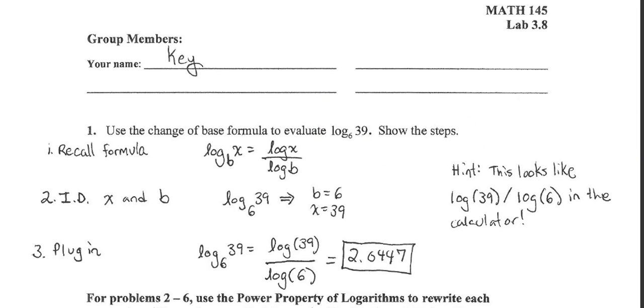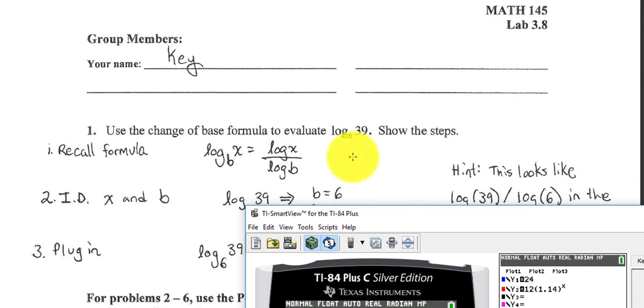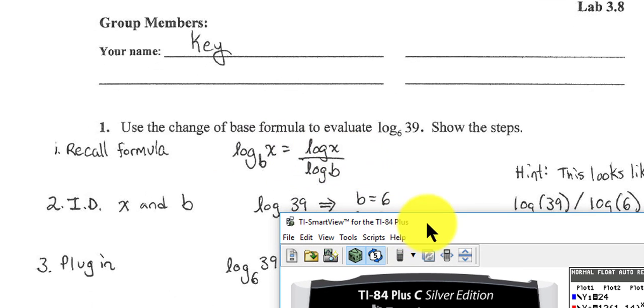See, our calculator is in base 10, right? So anytime there's a log with nothing written underneath it, we assume that it's base 10. So unfortunately, our calculator cannot just simply type log base 6 of 39. So we have to change this to base 10. So here's the formula. Log base b of x is equal to log base 10 of x divided by log base 10 of b. Right? So we've changed this to base 10.